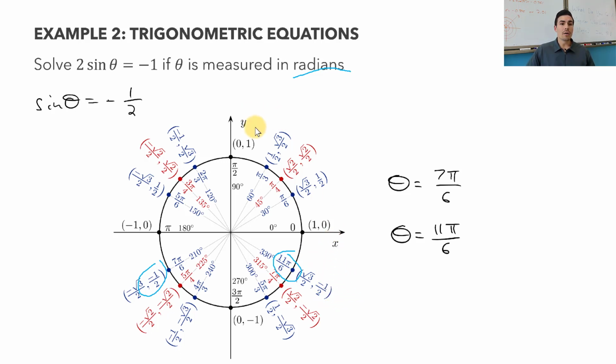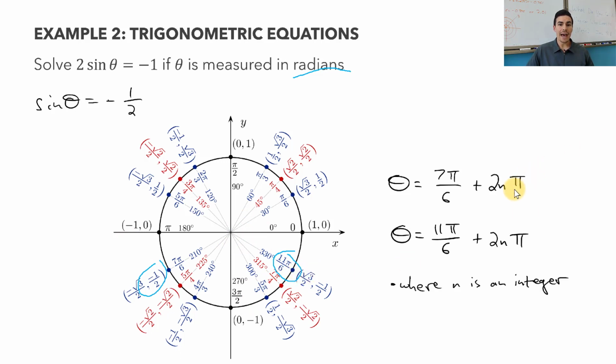Now, keep in mind, I'm not given that restriction on what my theta value actually is. So really, I can go back around starting at 7 pi over 6. What if I add 2 pi to that? And I come all the way around my unit circle again. So any coterminal angle with 7 pi over 6 is going to yield a true statement for this trigonometric equation. And the same thing with 11 pi over 6. Anything coterminal with that is going to hold true.